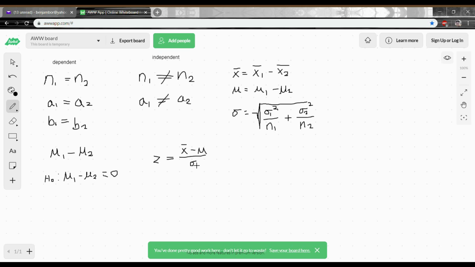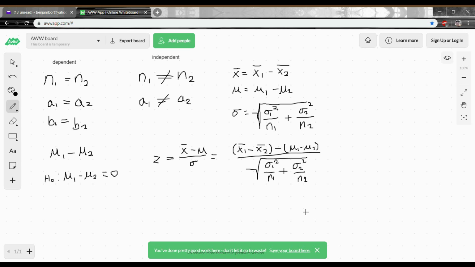Well, we have redefined these above, which means we can plug in our new definitions to make the test statistic equation for independent data sets, the difference of independent data sets. So what that's going to look like is x1 bar minus x2 bar, quantity minus the quantity of mu1 minus mu2. And that's going to be divided by this big boy right here, the square root of sigma 1 squared divided by n1 plus sigma 2 squared divided by n2.